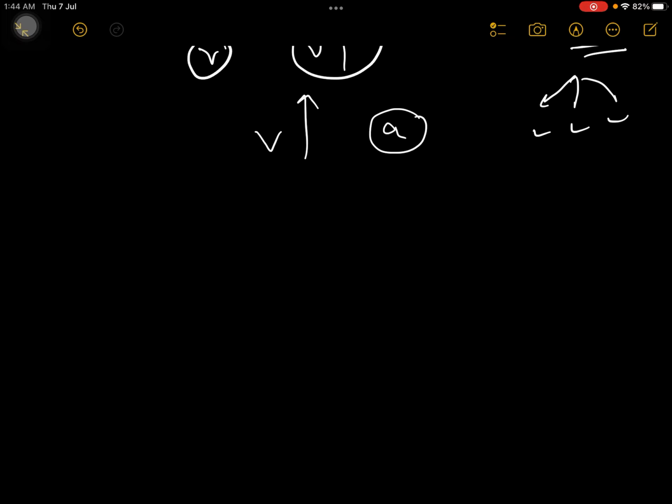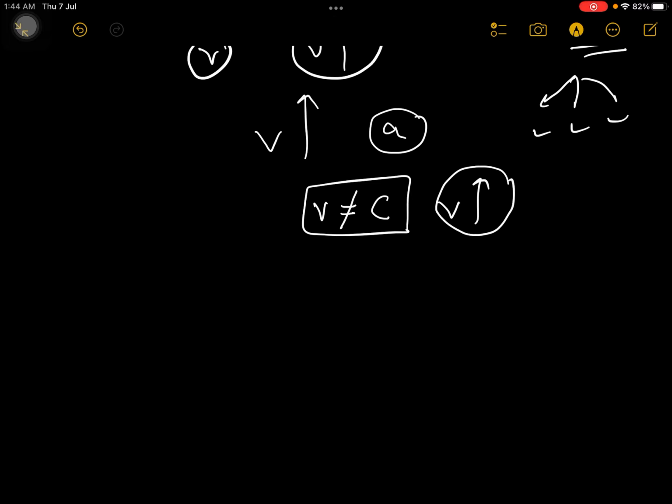So if you have non-uniform motion, then your velocity will not be constant. It will definitely change with time. And if velocity is changing, then definitely acceleration will not be 0.